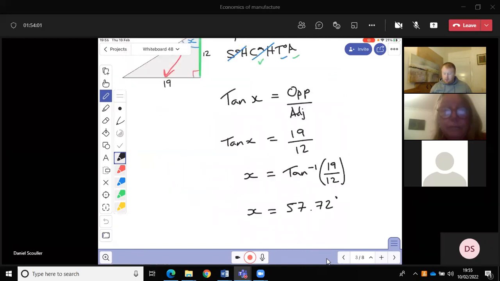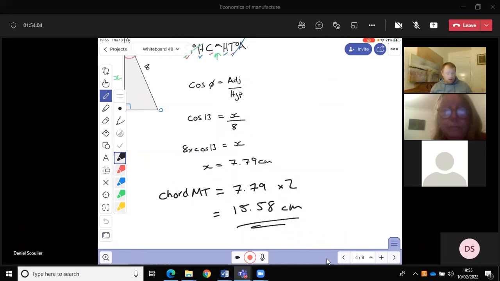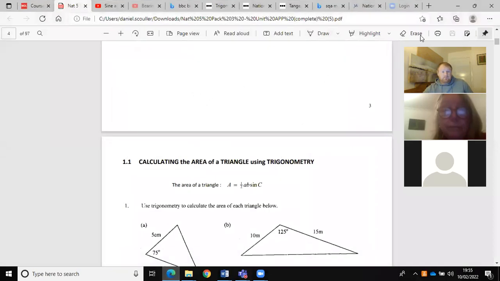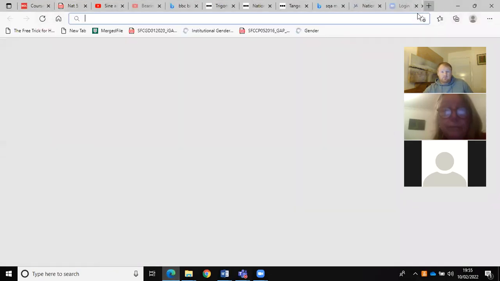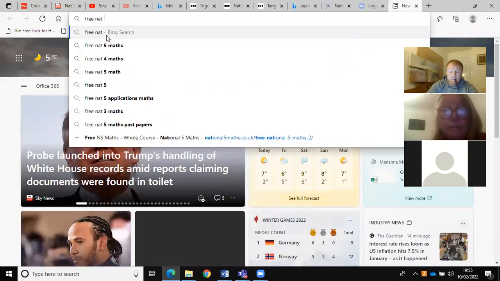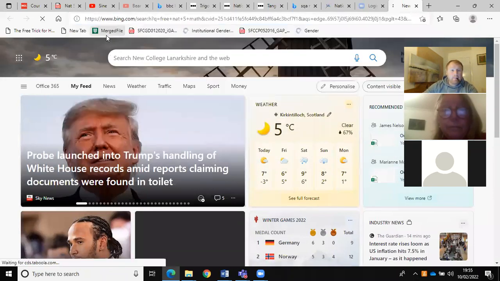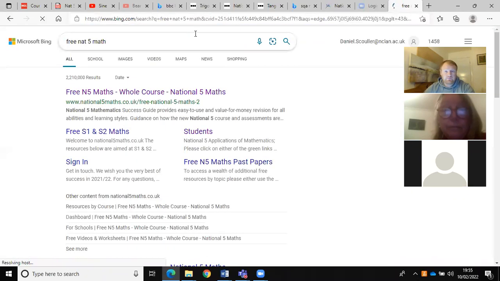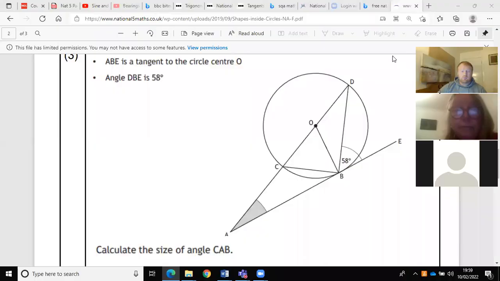Do you know how many marks these are worth usually? Let's figure it out. Where can I find one of these? So we look. Okay, just take a wee sketch of that and we'll work through it.